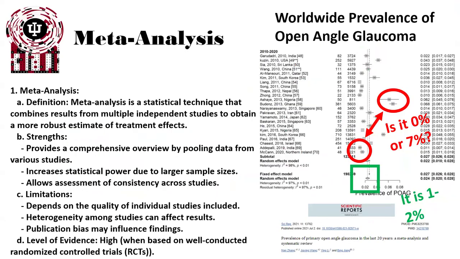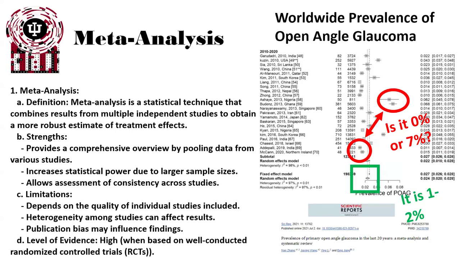Now, what is a meta-analysis as we talk about it? By definition, a meta-analysis is a statistical technique that combines results from multiple independent studies to obtain a more robust estimate of a treatment's effects. Look at this worldwide prevalence of open-angle glaucoma on the right, from a systematic review. What is the prevalence across all these studies? In some studies, it's 0% or approaching 0%. And in some other populations, it's closer to 7%. Well, if we take all the studies combined and average them through different techniques of meta-analysis or systematic reviews, we can get the best estimate of the worldwide prevalence to be actually about 1 to 2%.